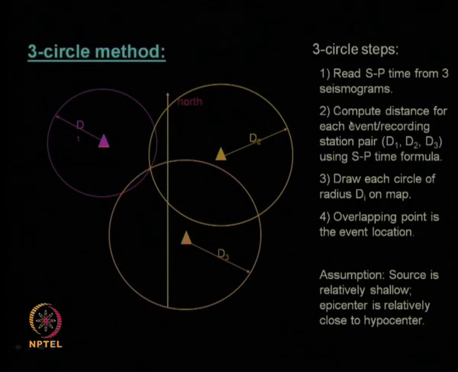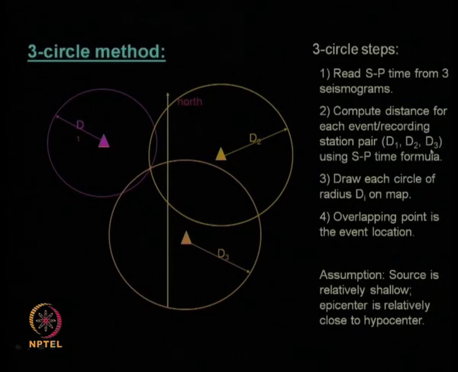Now, once you get that data, compute the distance for each event and recording station pair using the S minus P time formula, which we have seen 2 slides back. That is, using the typical crustal velocity if it is a shallow earthquake, and most of our earthquakes, as we have mentioned, are shallow earthquakes. So, use that S minus P time formula to get the distances d1, d2, d3. What do these correspond to? d1 corresponds to the distance calculated from seismograph station number 1. d2 is the distance calculated using the data from seismograph station number 2, and d3 is the distance calculated from seismograph station number 3.